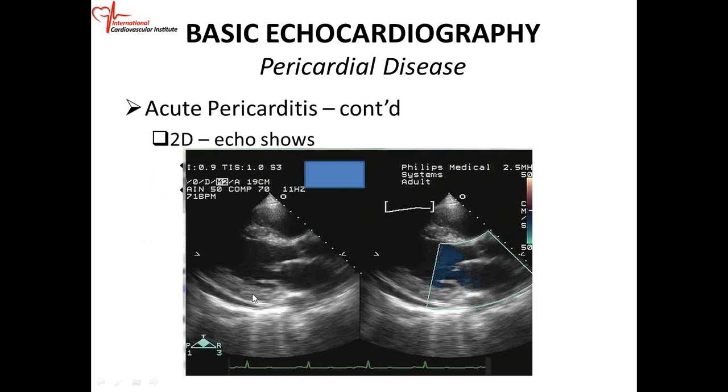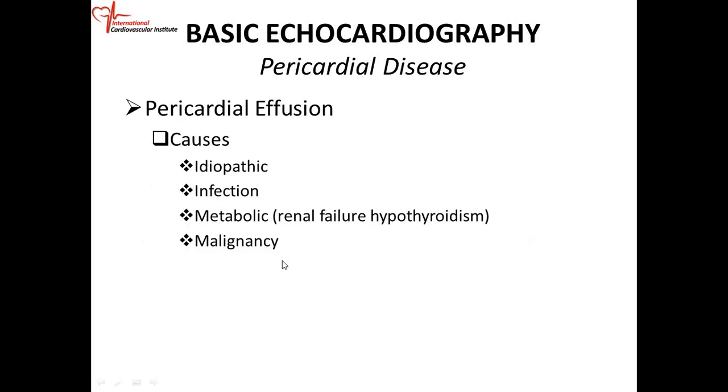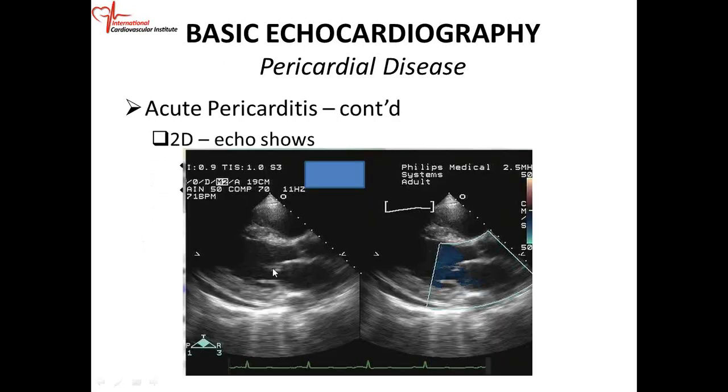And this is your parasternal long axis view. This is a diastolic frame because the mitral valve is open and the aortic valve is closed. So this is the septum, your LV cavity, your posterior wall, and this is your serous pericardium. Your parietal pericardium is right there, and this darkened area is fluid. This is what we call pericardial effusion, fluid in the pericardial sac.